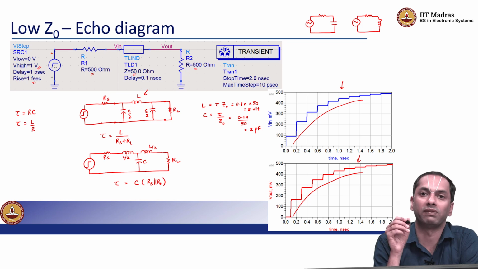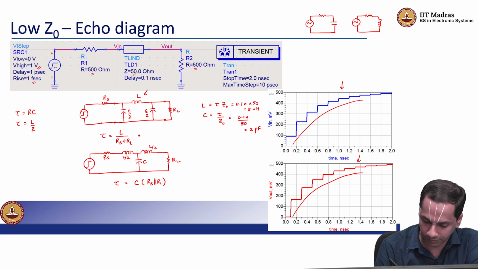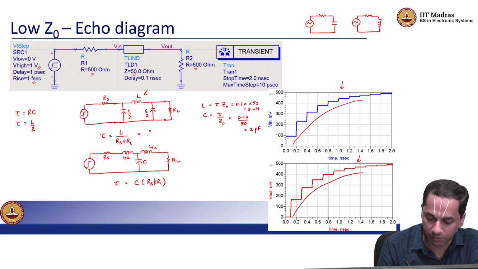So, now if I were to evaluate these time constants, let us do that quickly. I have 5 nanohenry divided by the sum of these two resistances, 1000 ohms. So, this is equal to 5 picosecond.